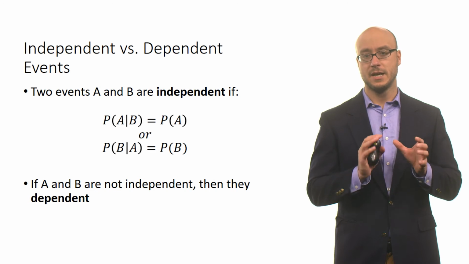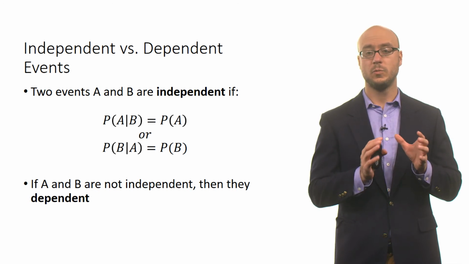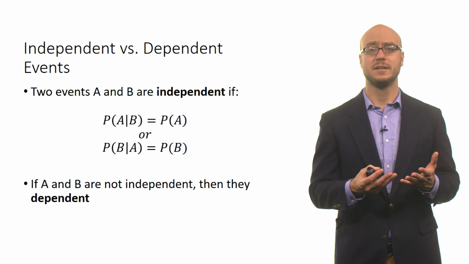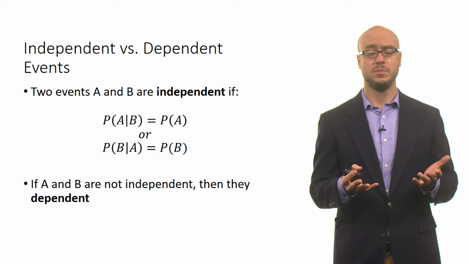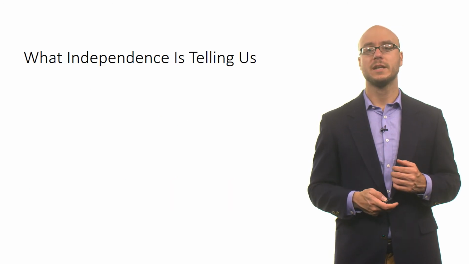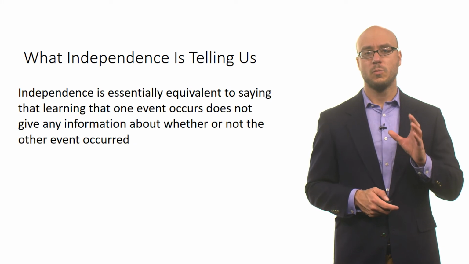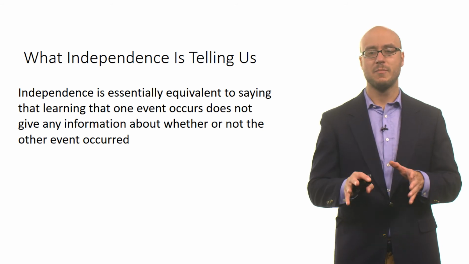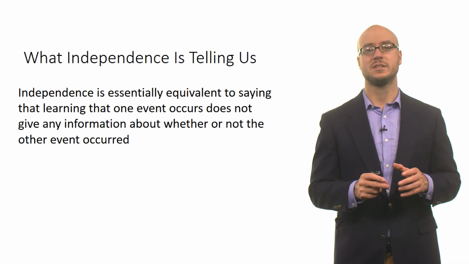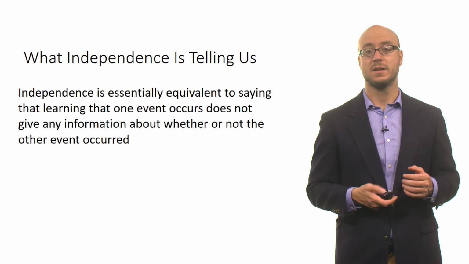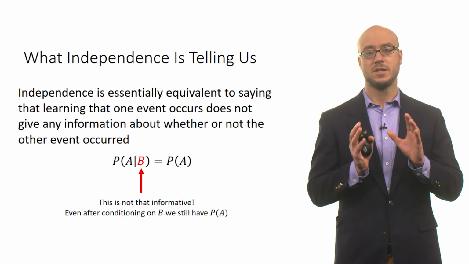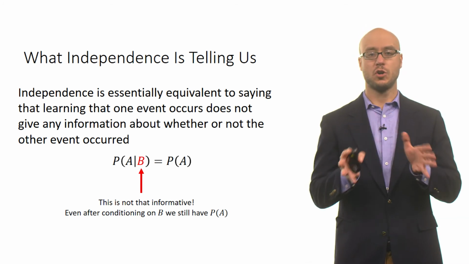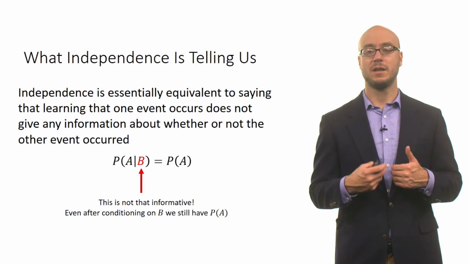So we can make conclusions about whether two events are in fact related. If they're independent, they're not related. If the probability of A given B just equals the probability of A, you know that there's no relationship between those two. Another way to think about independence is that learning about some other event doesn't actually tell us anything about the event of interest. When we say the probability of A given B equals the probability of A, that's saying you can learn all you want about B, but it's not really going to tell you anything about A.